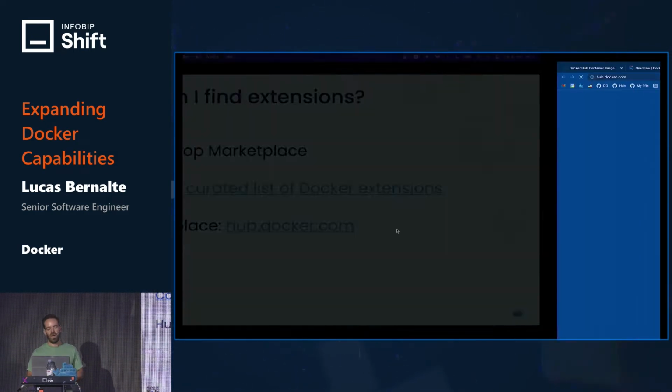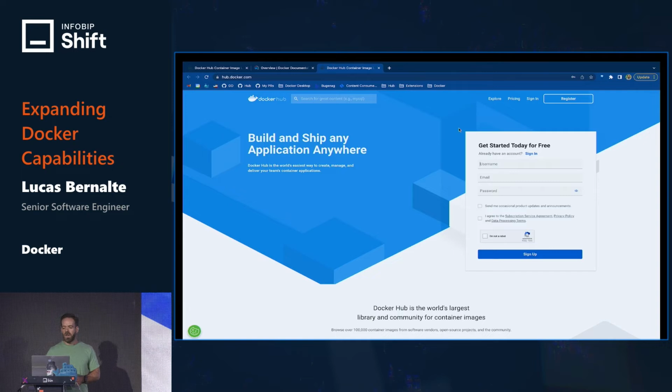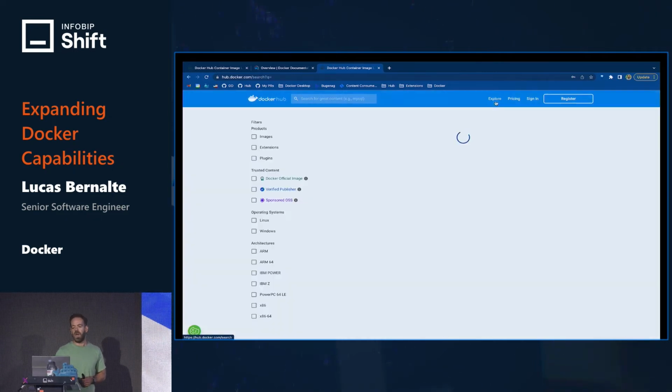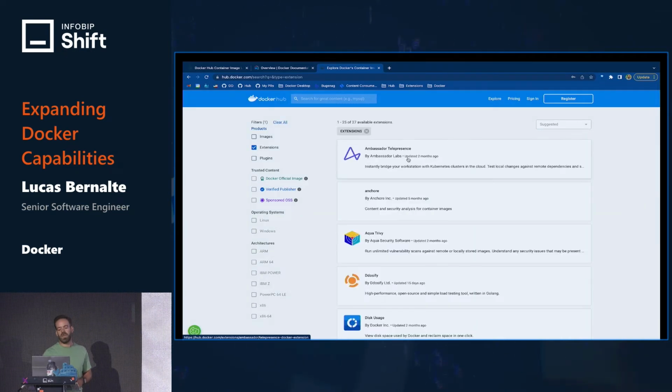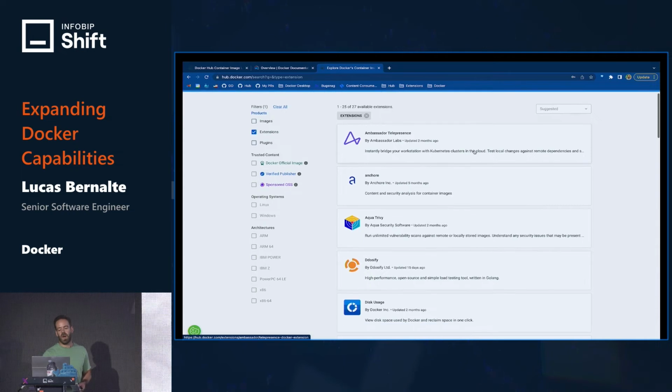How does it look, the hub? So if you use Docker Hub in your day-to-day, you can click on Explore. You can see all the images that you have. And we have this filter now that is called Extensions. If we click on here, we're going to see all the extensions that we have in our marketplace.